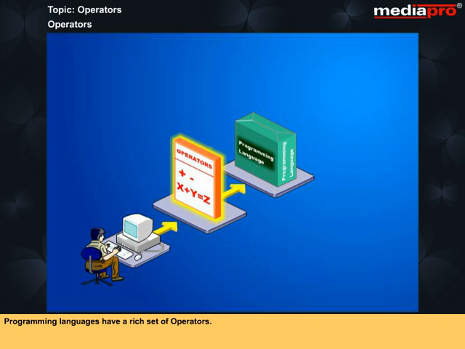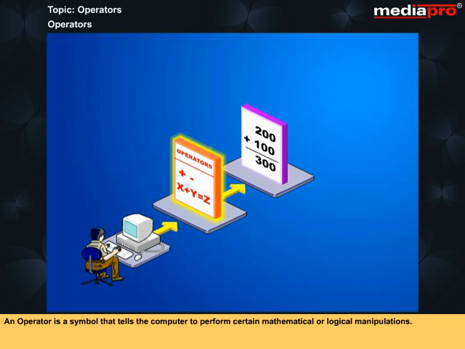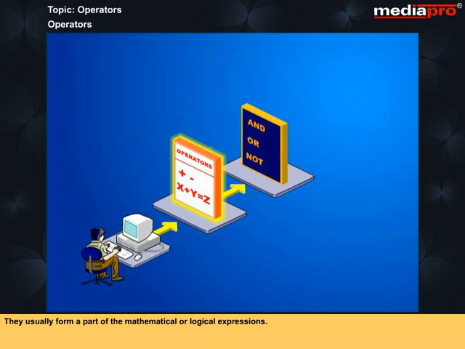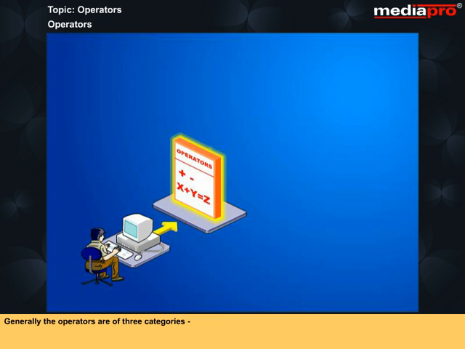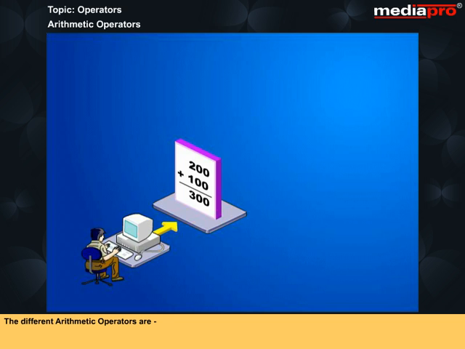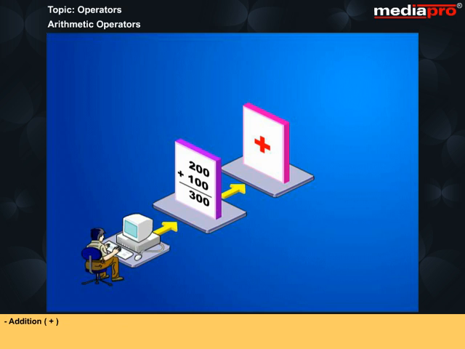Programming languages have a rich set of operators. An operator is a symbol that tells the computer to perform certain mathematical or logical manipulation. Operators are used in programs to manipulate data and variables. They usually form a part of the mathematical or logical expression. Generally, the operators are of three categories: arithmetic, logical, relational. The different arithmetic operators are addition, plus; subtraction, minus; multiplication, asterisk; division, slash.